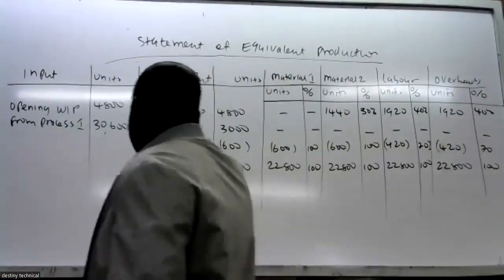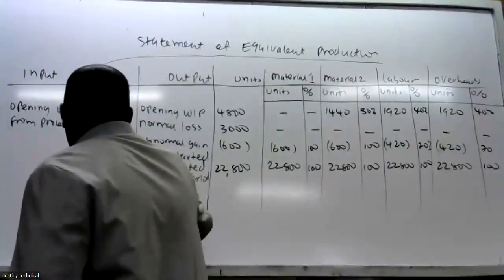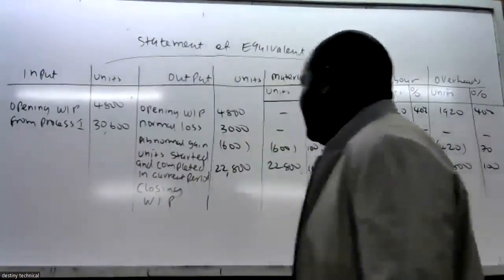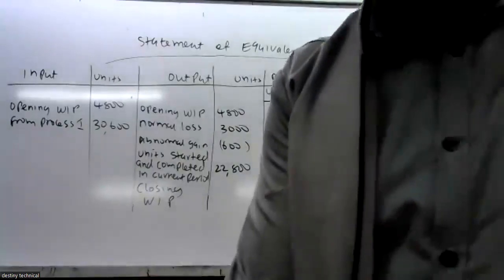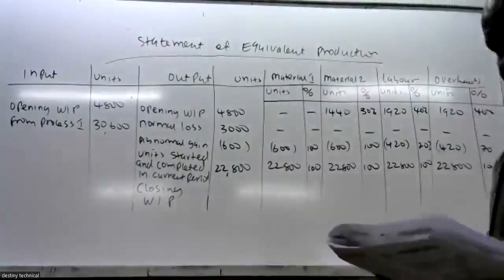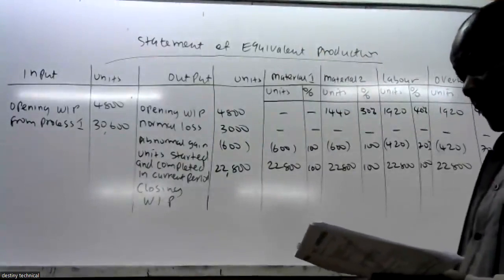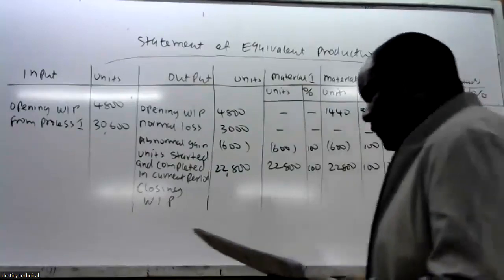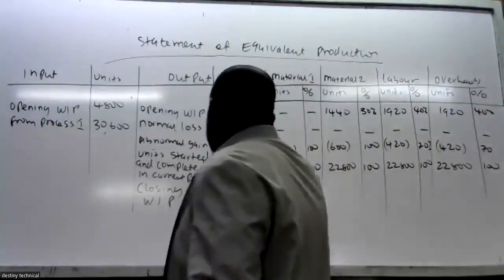Then the last one is now the closing work in progress. When it comes to the closing work in progress, it is there in note number 4. It is 5,400.